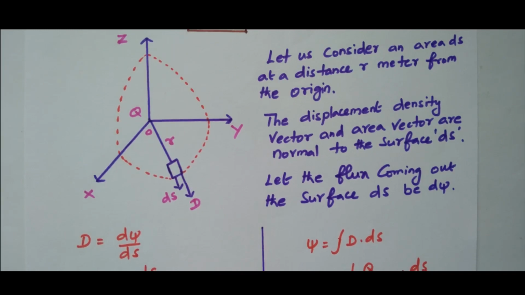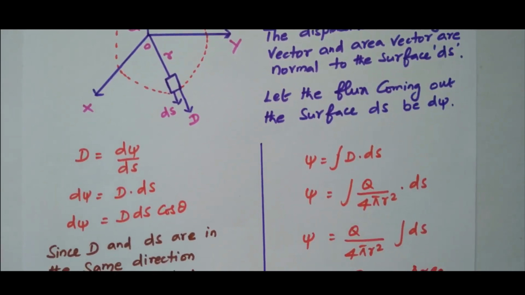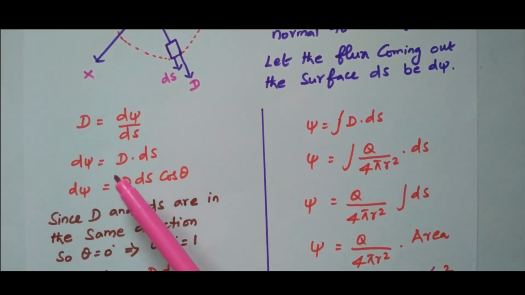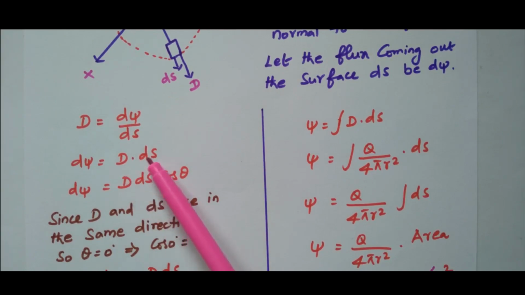Now we'll see this. What is displacement density? D equal to d psi by ds, flux per unit area. So this d psi is the small flux, for the small area ds, d psi by ds. We consider the small area, so the flux coming out of the small area is also d psi, right? So we cross multiply this so that d psi equal to D dot ds. This D dot ds is nothing but a vector dot b vector. What is a vector dot b vector? That is ab cos theta.